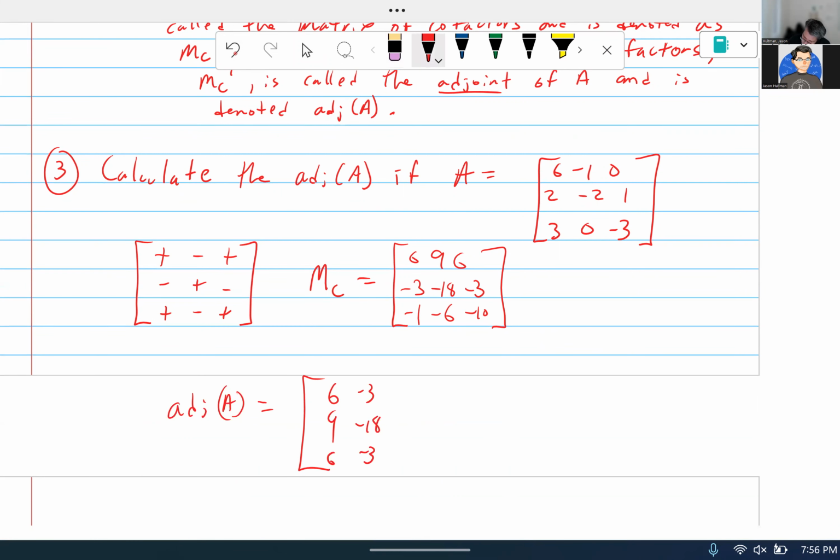And my third row becomes my third column, -1, -6, -10. Okay, and that's my adjoint.